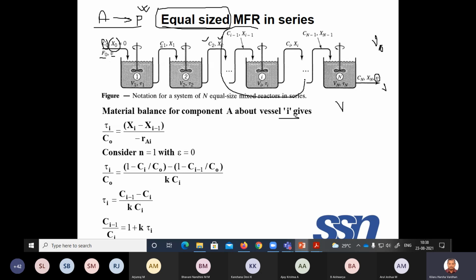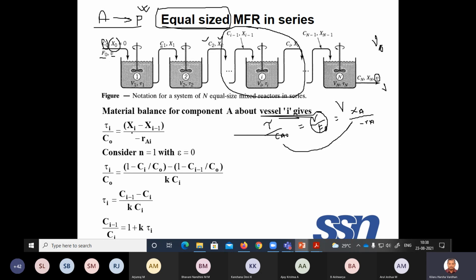Let us put this particular reactor, the ith reactor. Let us put the material balance. You know tau i. For a CSTR, what is the expression? Tau by C naught is C naught times X by minus RA, right? This is the expression. So we are comparing only these two. We are comparing only the taus, or you can compare volumes also. That's up to you. So tau of the ith reactor, tau i by C naught. That is what we are claiming.